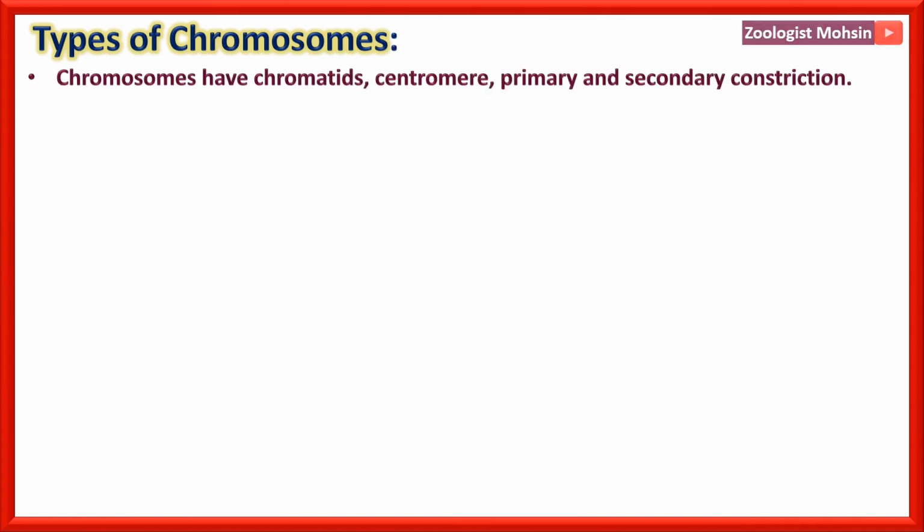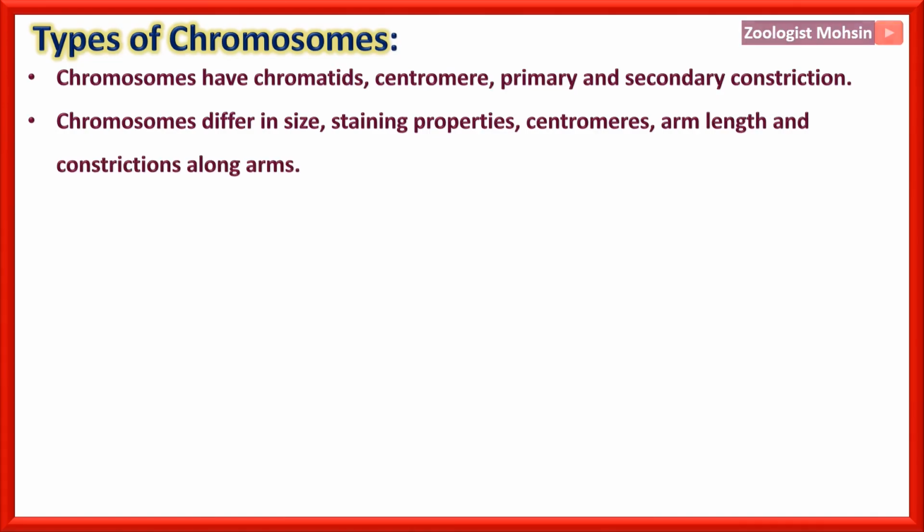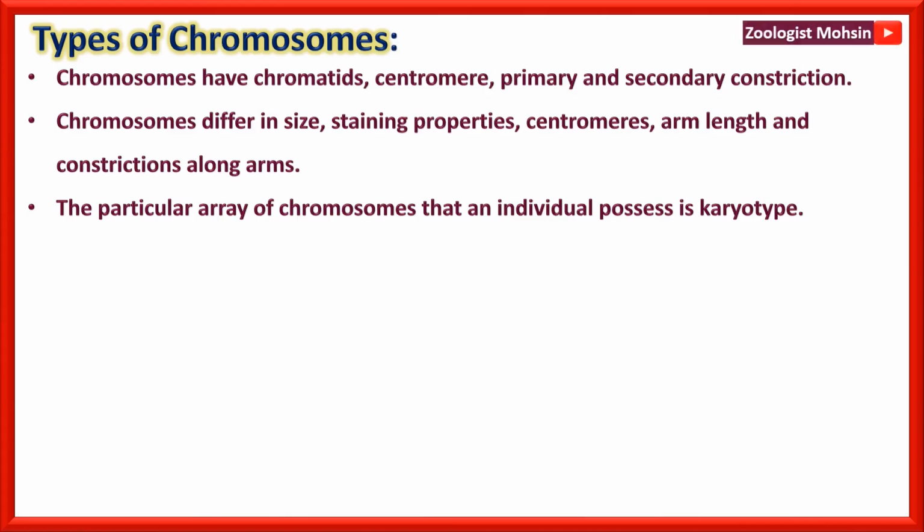Types of chromosomes. Chromosomes have chromatids, centromere, and primary and secondary constrictions. Chromosomes differ in size, staining properties, centromeres, arm length and constrictions along the arm. So these are the features which differentiate one chromosome from the others. The particular arrangement or appearance or morphology of chromosomes that an individual possesses is its karyotype, and the karyotype of the same species is almost the same but it is different in different species.